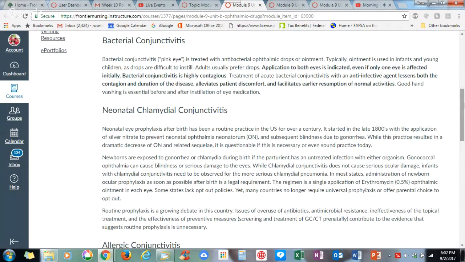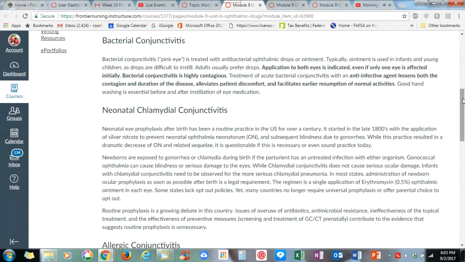Bacterial conjunctivitis is highly contagious. Treatment of acute bacterial conjunctivitis with an anti-infective agent lessens both the contagion and the duration of the disease. It alleviates patient discomfort and facilitates earlier resumption of normal activities. Good hand washing is essential before and after instillation of eye medication.